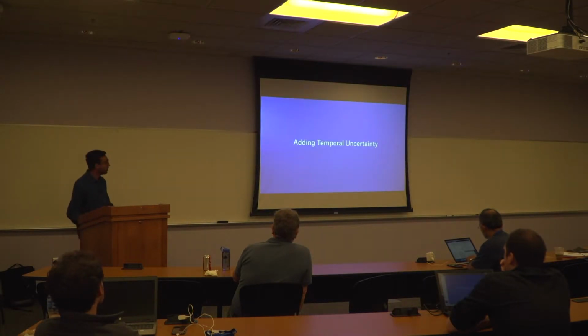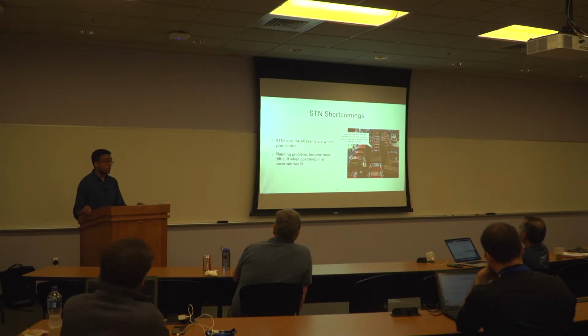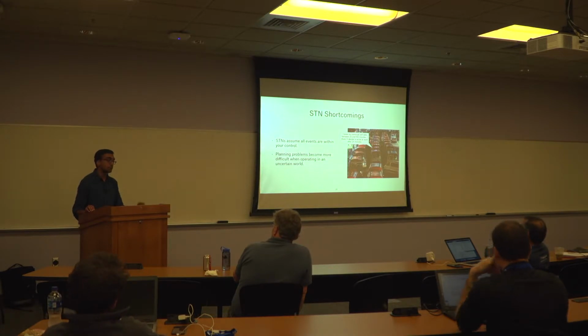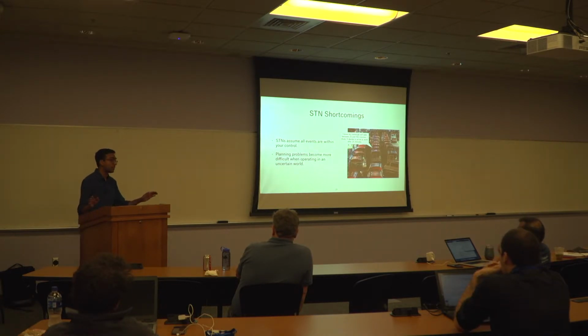So let's turn it up a notch. Let's think about temporal uncertainty now. STNs are great, and they give you a ton of power, and they make it really easy to start thinking about time. But one of the big drawbacks to using STNs is they assume that all events are within your control. So if we think back to the morning commute example, where I'm trying to drive from San Francisco to Berkeley, it could take anywhere between 20 minutes and 2.5 hours. Highly variable depending on traffic.